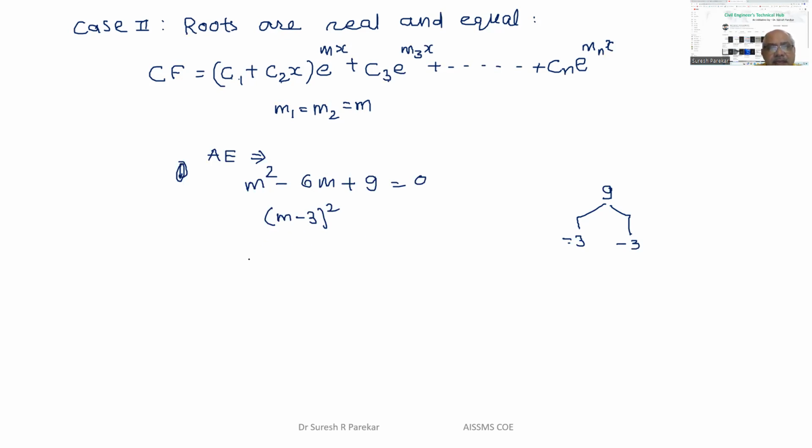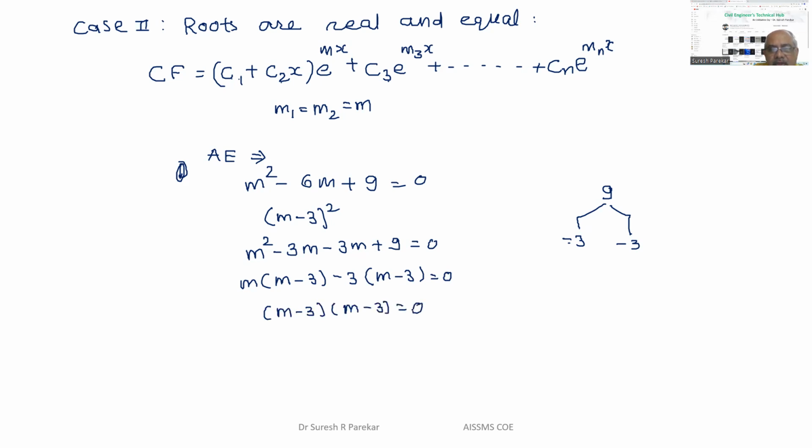So we will get it as, if I write it, m square minus 3m plus 9 equal to 0. And from this we will get (m minus 3)(m minus 3) equal to 0, and that will give us m minus 3 equal to 0. And from this we will get m equal to 3 and 3. And these roots are now real and equal.